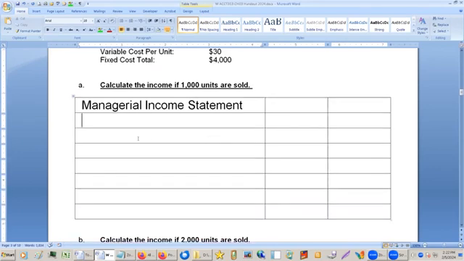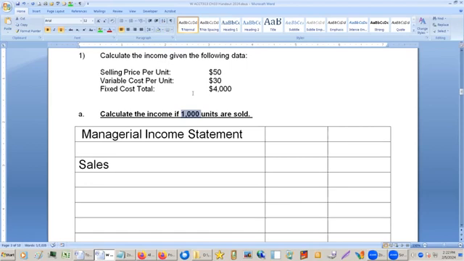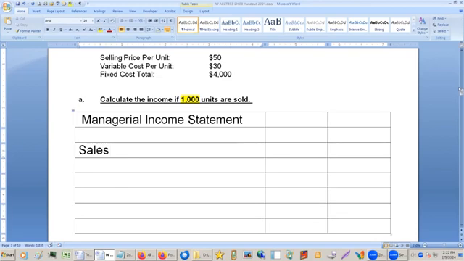So let's see. We're going to start out with our sales. Now, if we sold 1,000 units and our selling price is $50, what were our sales? So 1,000 units, we sold each of them at $50. I think it's 50,000. So we're going to take 1,000 times the $50, and that equals 50,000. This is money coming in.